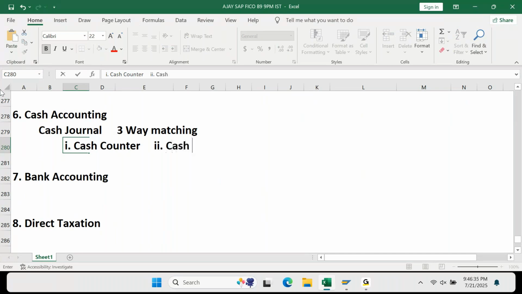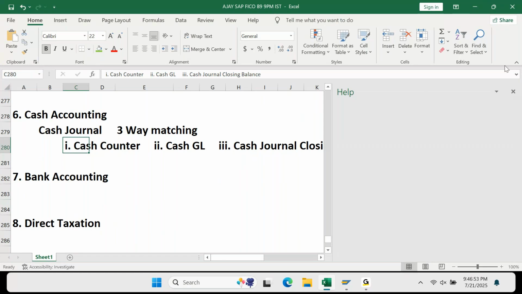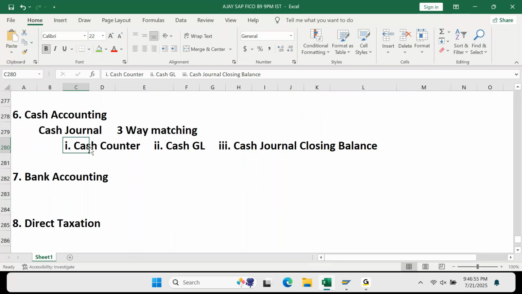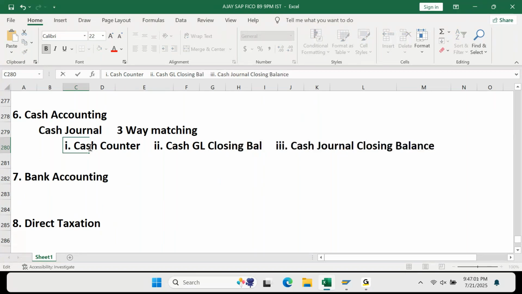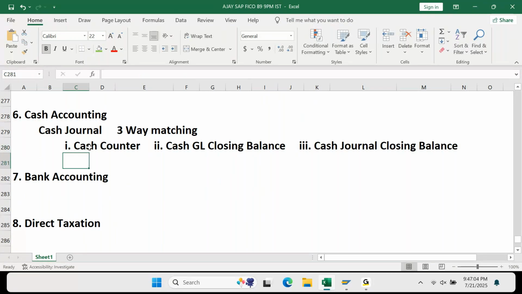Second one, cash GL. You have the accounting data here. And then you have cash journal closing balance. All these three must be the same number. Anywhere there is a deviation, gone. Cash GL closing balance. All these three things must be same or not? Yes, sir. If there is no problem, everything must be same. 25, 25, 25 everywhere. If there is any deviation, gone.